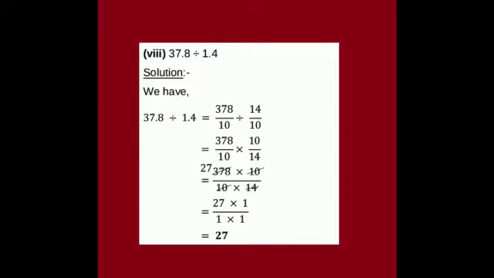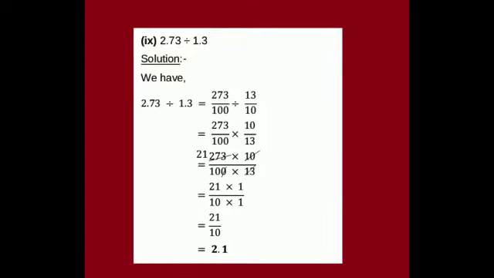Eighth subdivision, 37.8 divided by 1.4. 37.8 will be written as 378 by 10 and 1.4 will be written as 14 by 10. Now 378 by 10 into the reciprocal of 14 by 10, which is 10 by 14. So on cross cancellation of 14 and 378, we get 27 and 1. Again on cross cancellation of 10 and 10, both will get cancelled. So that it becomes 27 into 1 divided by 1 into 1, which is equal to 27.